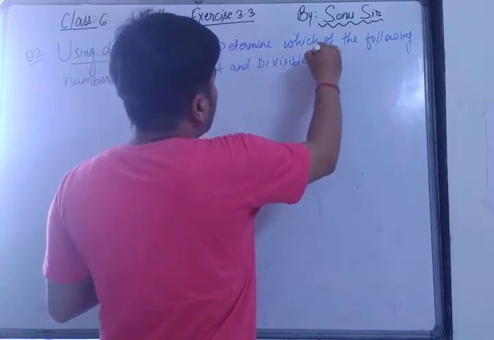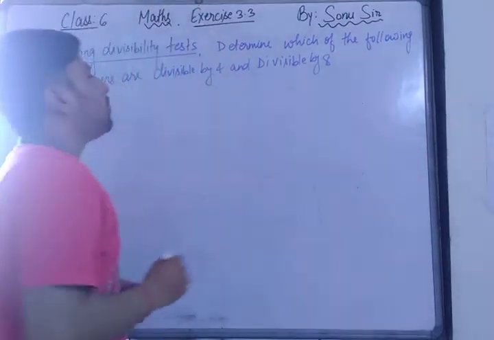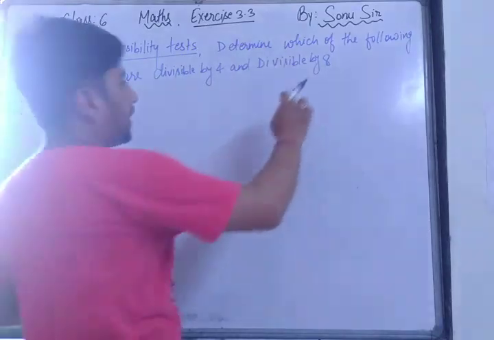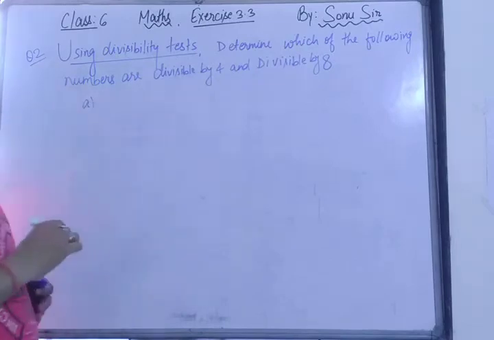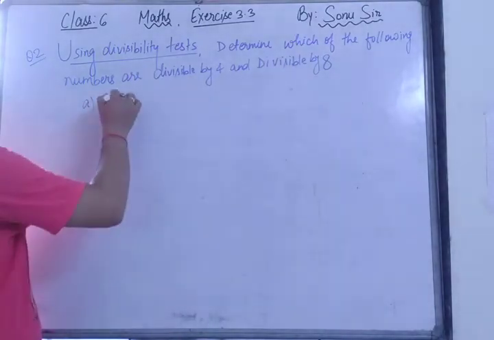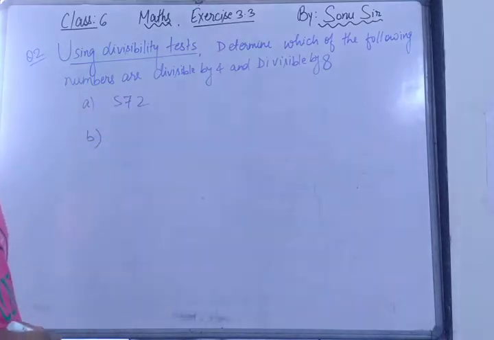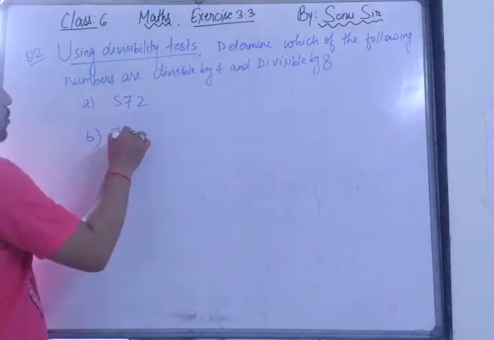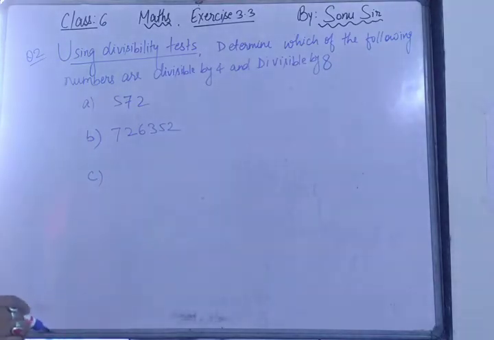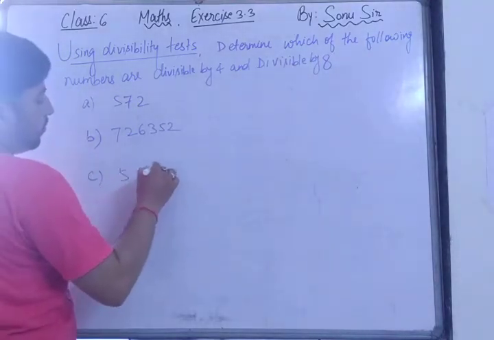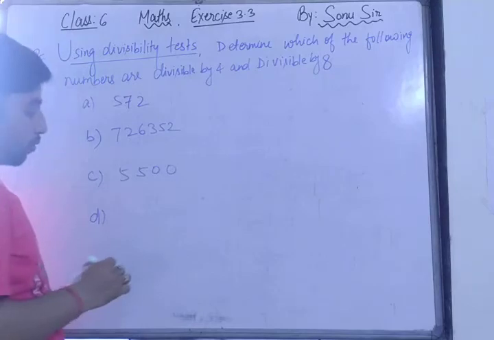In this question, it wants to say which of the numbers are divisible by 4 and which of the numbers are divisible by 8. Some numbers are given here and you have to just determine which are divisible by 4 and which are divisible by 8. First number is 572. Second number is 726352. Third number is 5500. Fourth number is 6000.